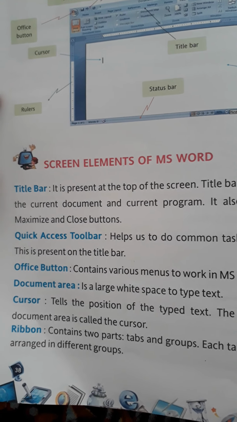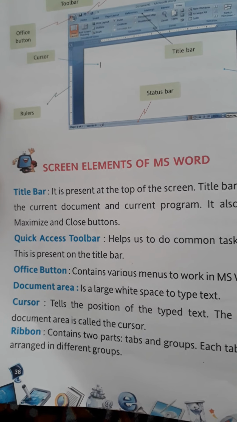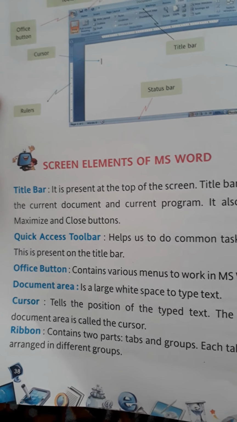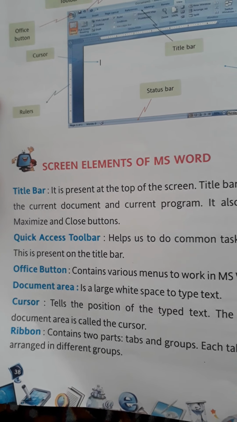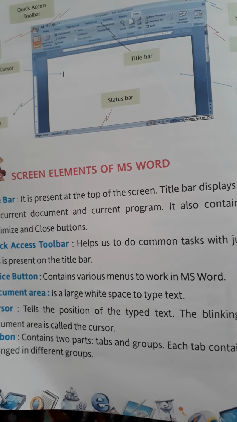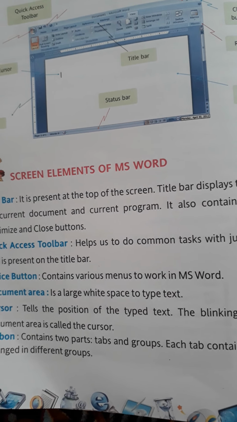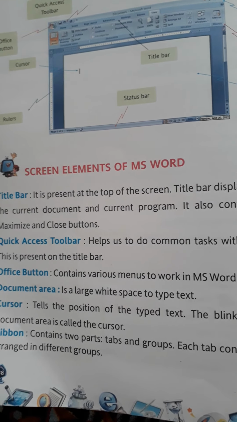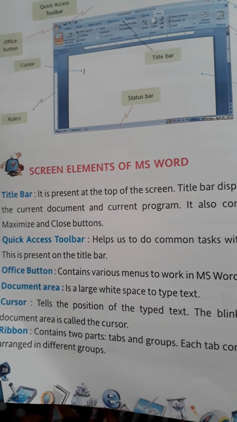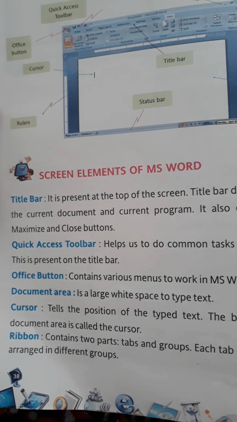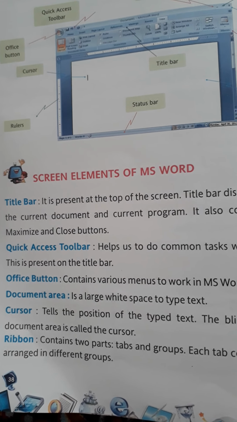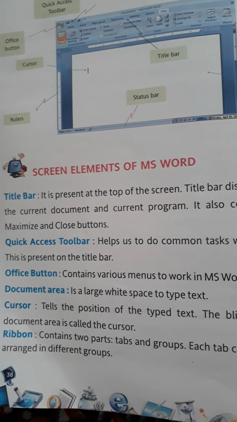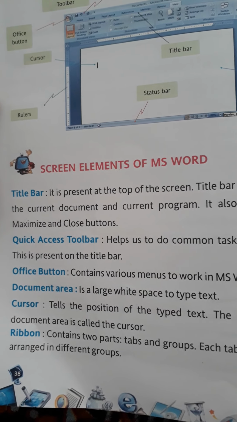Quick access toolbar. There is a small bar near the Office button. It helps us to do many tasks with just one click. Office button. The Office button contains various menus to work in MS Word, like the New button to open a new document, Open button, Save button, Print button, like this. Document area. The document area is a large white space to type our text. The white area where we type our text is called the document area.